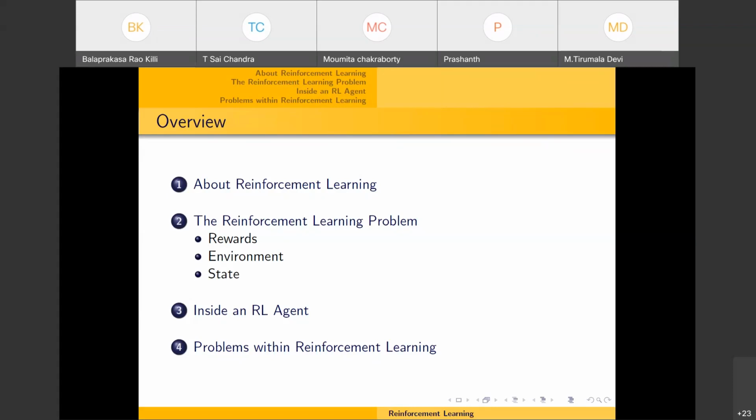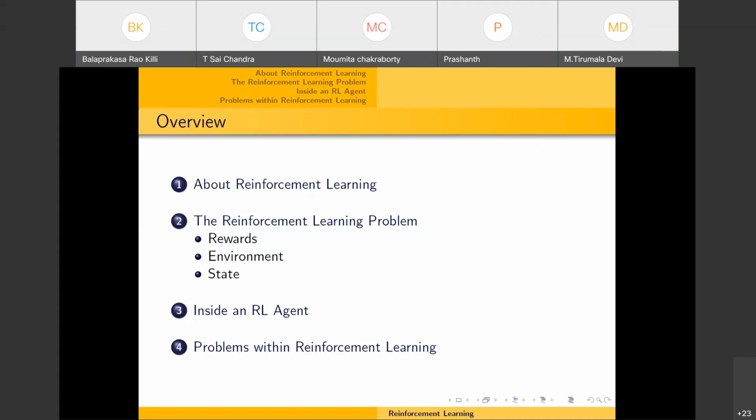In the end, we'll see there are different problems inside reinforcement learning. In different literature you may come across problems like planning and reinforcement learning, and how exactly they both are different. And then model-based approaches and model-free approaches for reinforcement learning. Then what is exploration, what is exploitation, and how they both are useful.